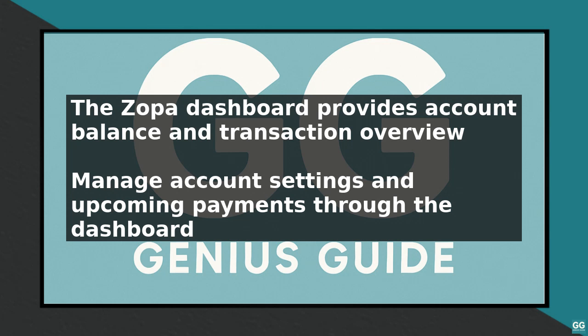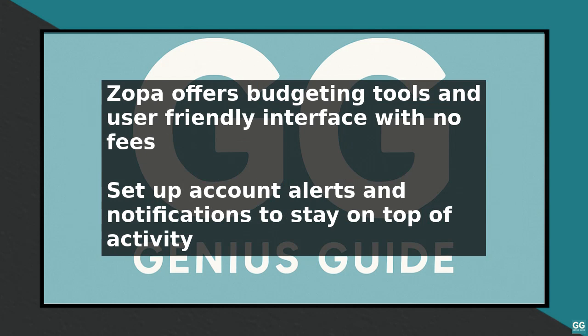To get the most out of Zopa, it is a good idea to set up account alerts and notifications. This will help you stay on top of your account activity and avoid any potential issues, such as overdrafts or missed payments. You should also take the time to review your account settings and budget regularly, to ensure that you are making the most of your money.